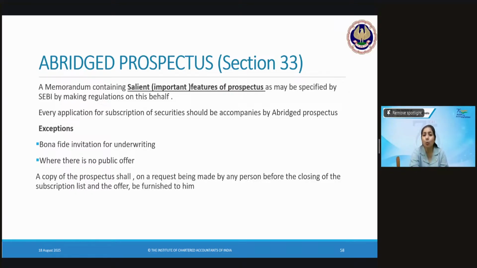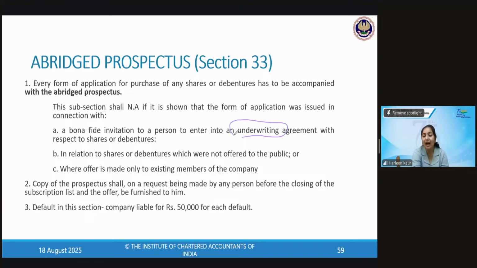If I have invited the underwriters, what is an underwriting agreement? I'm a company, ABC Limited. I said I'll not go and issue the prospectus. I have invited the underwriters who will go and issue the shares to the public on my behalf in the market. So here I don't need to. If an underwriting agreement has been made with the people for the shares and debentures, then abridged prospectus is not required because they will be selling my shares. I don't need to issue a summary of the prospectus.